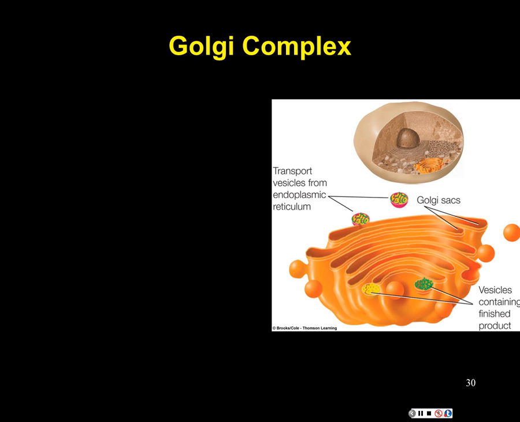I didn't realize this until last fall, but in most animal cells there's usually one Golgi apparatus, but there may be multiple. For example, plant cells may have 20 or more Golgi apparatus. I always just presumed there was one. That's not the case. There may be multiple of these. And what is the job of the Golgi complex? What does it do?